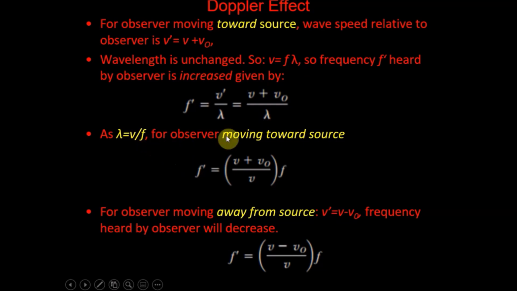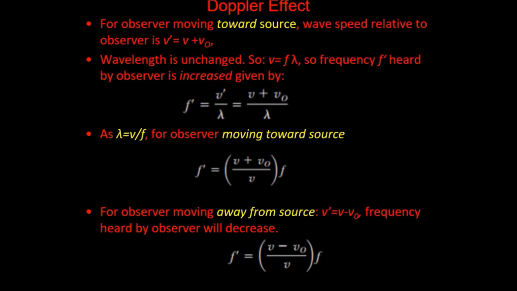As lambda is equal to v over f, for the observer moving towards the source, f prime will be v plus v0 over v. So essentially a ratio of velocities, the velocity of the wave and the velocity of the observer. So f prime equals v plus v0 over v times f. Now that's for an observer moving toward the source. For an observer moving away from the source, now v prime is v minus v0. The frequency heard by the observer will decrease in this case. So f prime will be v minus v0 over v times f.